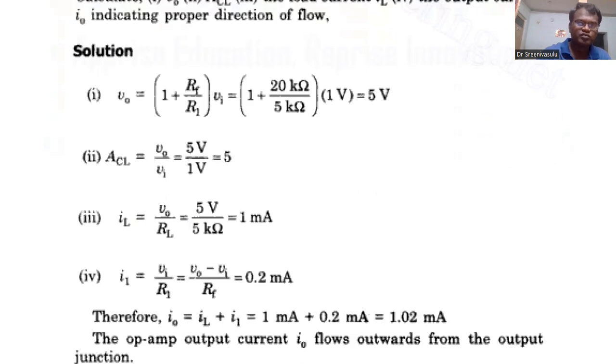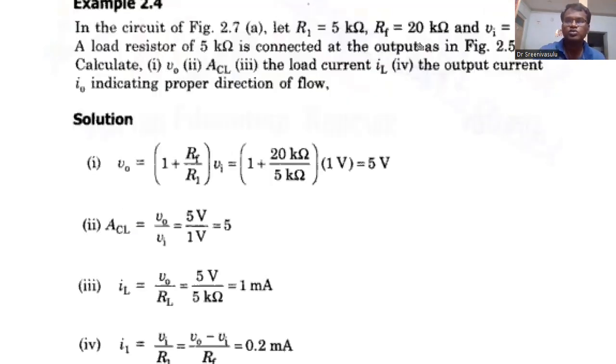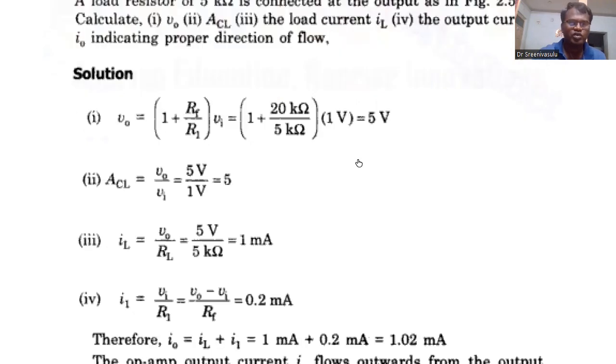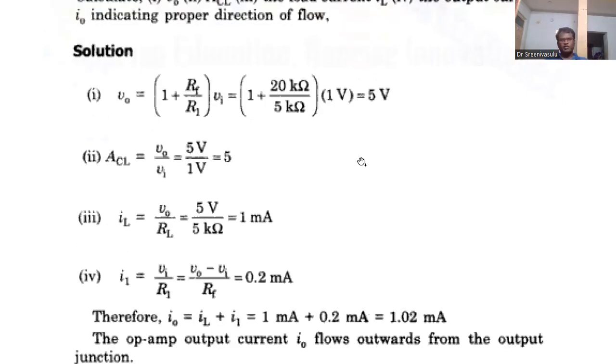Next, IL. IL is the load current. It is equal to V0 by RL. V0 is equal to 5 volts. RL is equal to 5 kilo ohm, as he has given in the data. So it is 1 milliampere.